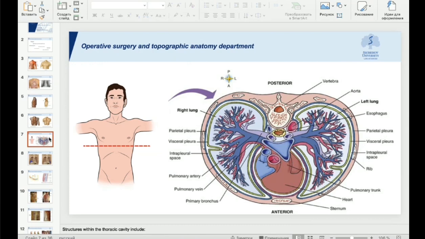Rib cage. Ribs. Inside or outside? Outside. But inside, what do we have? Heart. Okay. What else? Which parts of the aorta do we have inside? Ascending aorta, arch, and thoracic aorta.